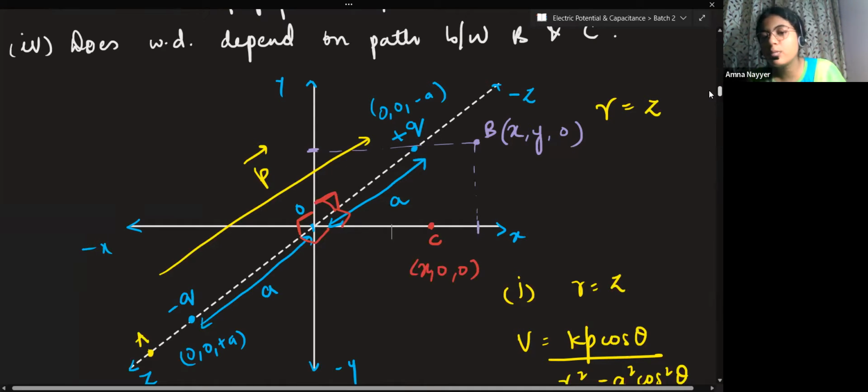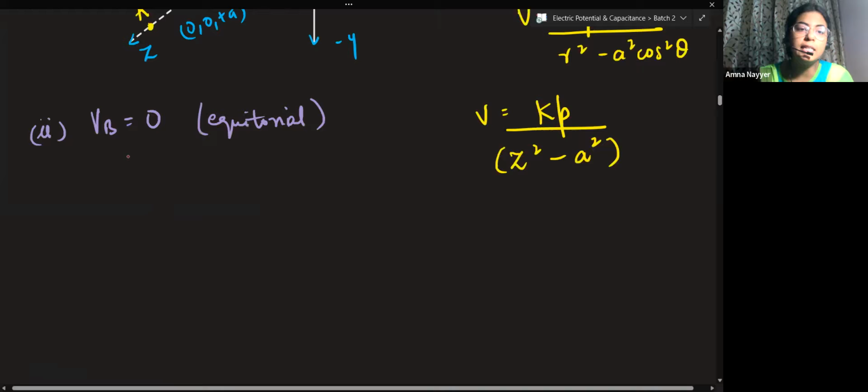So C point is where? C point is on x axis. Dipole is where? Z axis. It means again your angle is 90 degrees. So VC will also be 0 by equatorial.